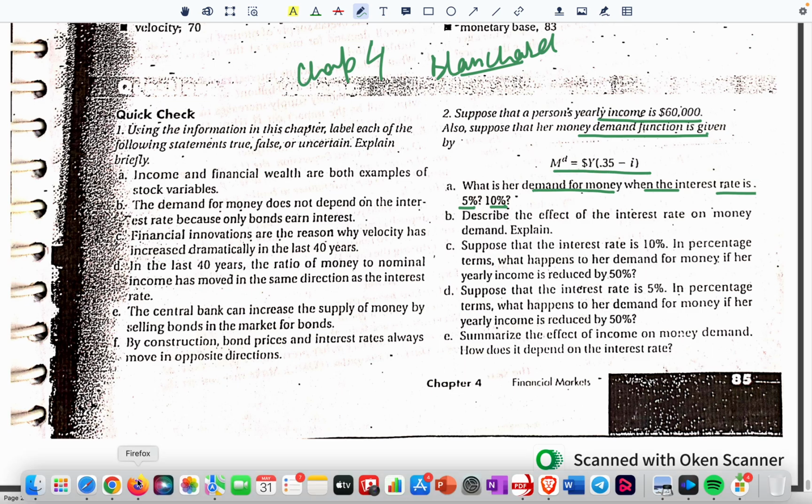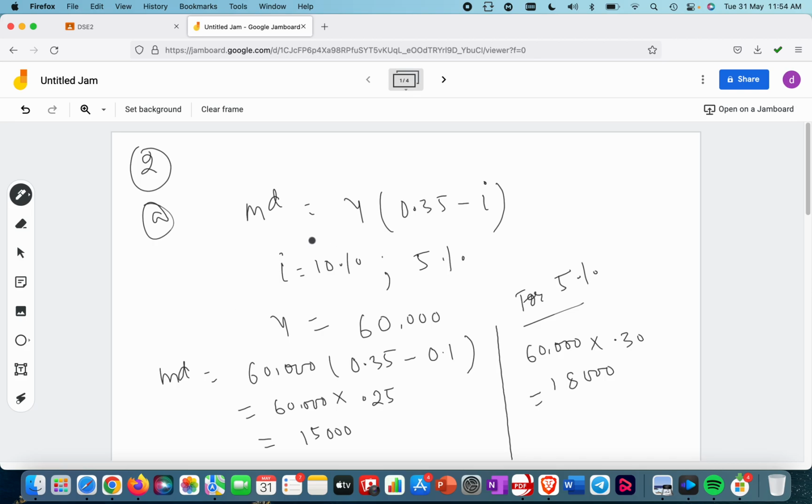It's quite simple. This is done here. Equation, demand for money is given. Interest rate 10%, 5%, and y is also given. So let me assume that if interest rate is 10%, in that case your demand for money is 15,000, and when interest rate is 5%, your demand for money is 18,000, which is obvious also that when the rate of interest declines from 10 to 5, demand for money increases.